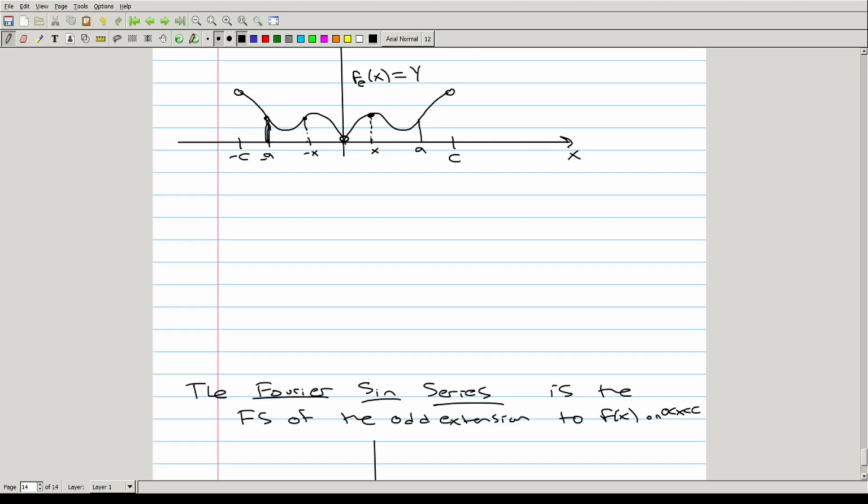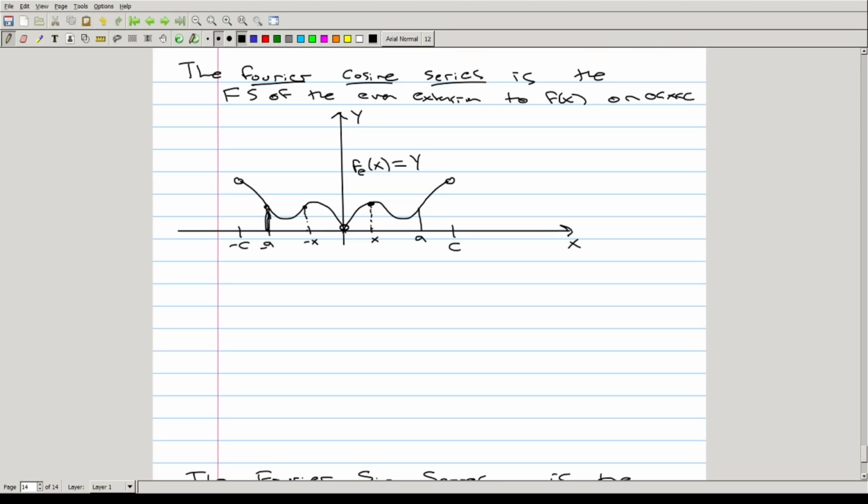Well, what does this mean? Well, it means that for this function, we expect its Fourier series to converge to the function on this entire interval right here.